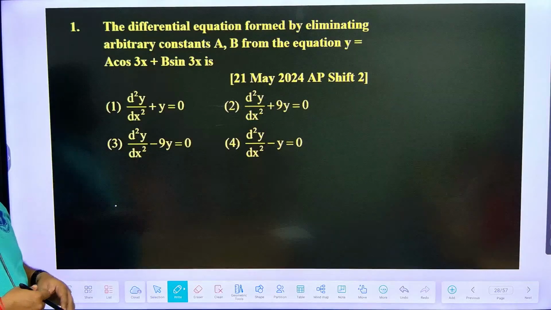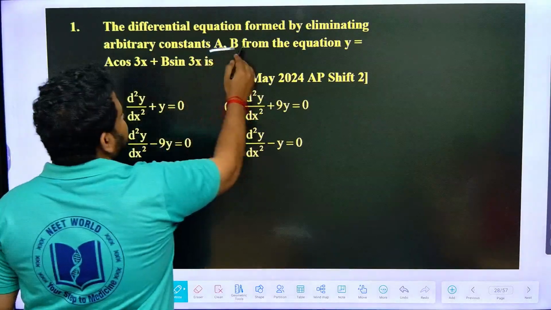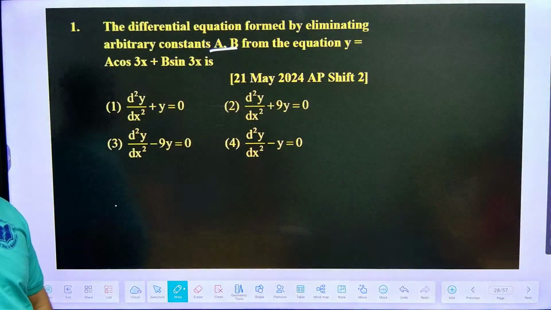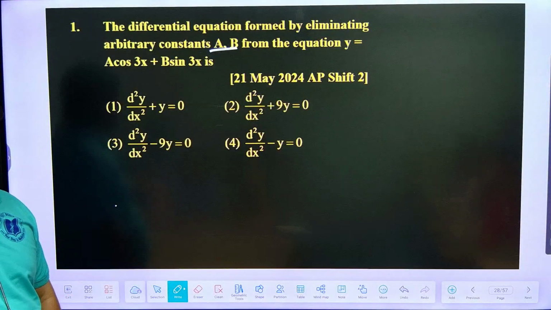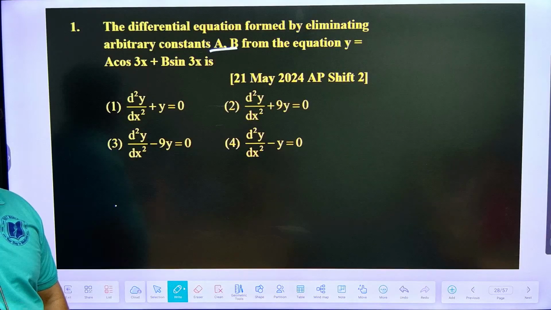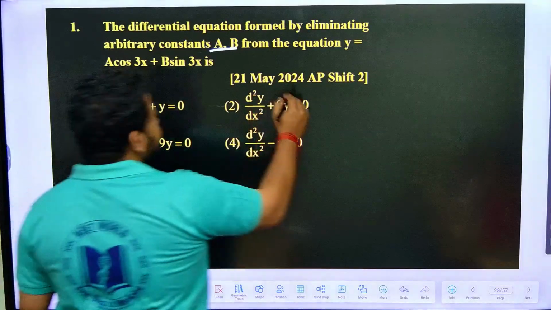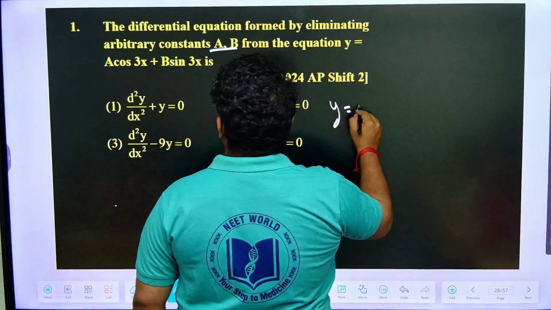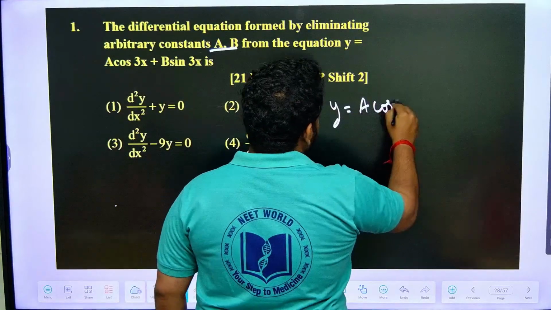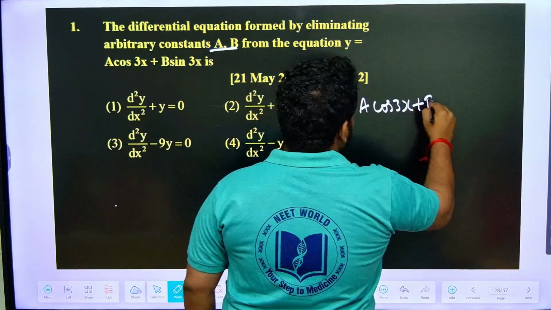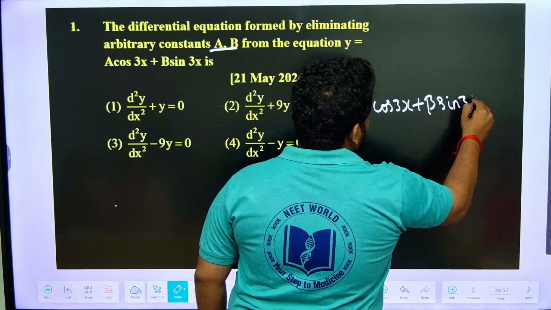How to find it? Because here two constants are there, you have to differentiate two times. If there are three constants, differentiate three times. One constant, one time. That is, you find dy by dx; for two constants d square y by dx square; for three constants d cube y by dx cube. Now first, what is given? y is given to be a cos 3x plus b sin 3x.